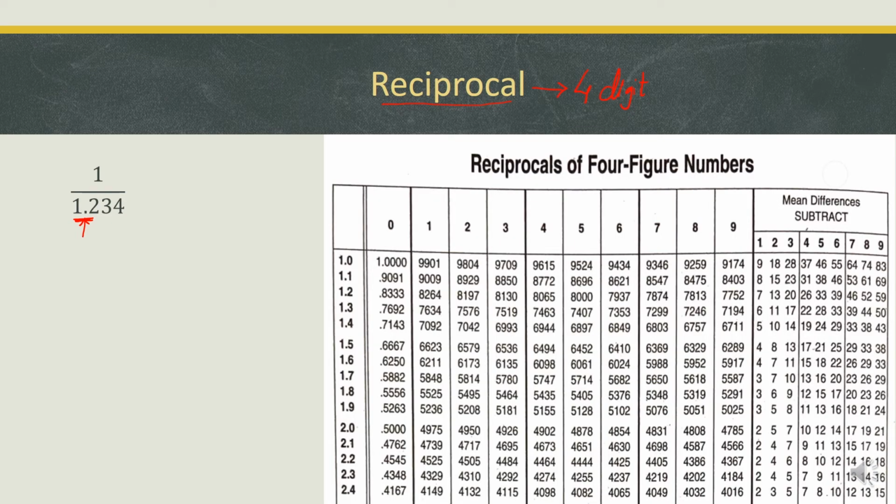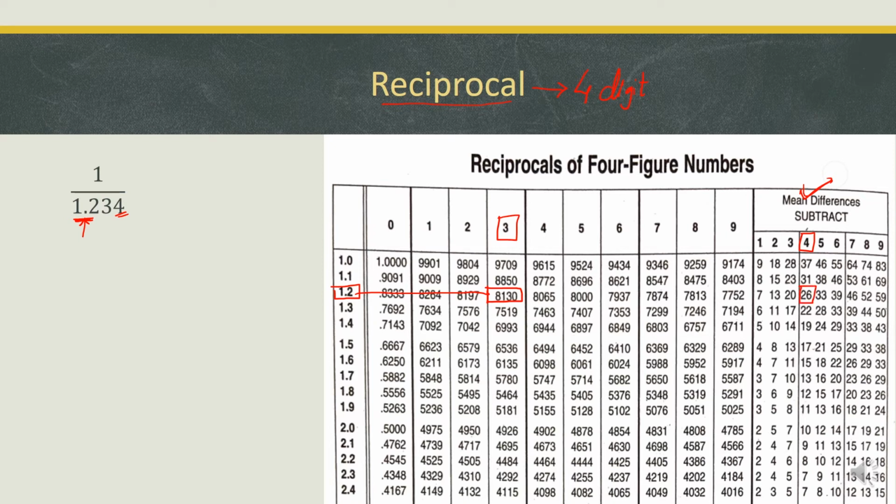What we have is 1.2 first of all. So we'll look for 1.2 over here. Then 3 in the first row. What we have is 8130. The last digit is 4. So we'll look for mean difference. So the mean difference in the fourth column is giving us the value 26.